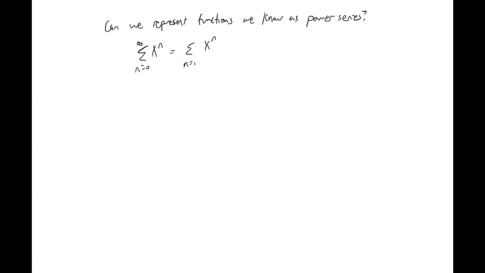So the next thing is, can we represent functions we know as power series? Here's the most basic one, the one I went over. You could re-index this if you don't like it. If you re-index to start at 1, then this is your A, this is your R. Remember, it's A over 1 minus R. So in this case, A is 1 and R is x, so it's this.